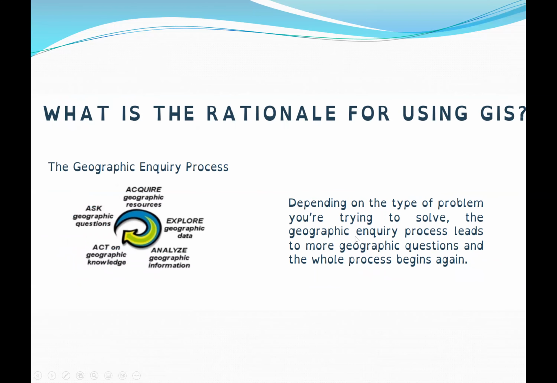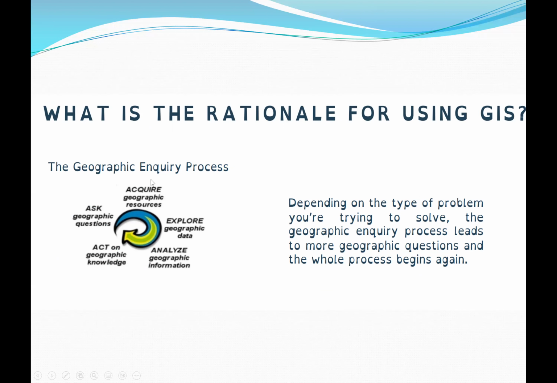Now, what is the rationale of using GIS? Here we say the geographical inquiry process always starts with a question. So we have to ask geographic questions. A geographic question is any question related to a location. Here we talk about epidemiology or public health. Then we have a question about a public health scenario. But our main concern also is the location where these problems happen. So we must first of all ask geographic questions.